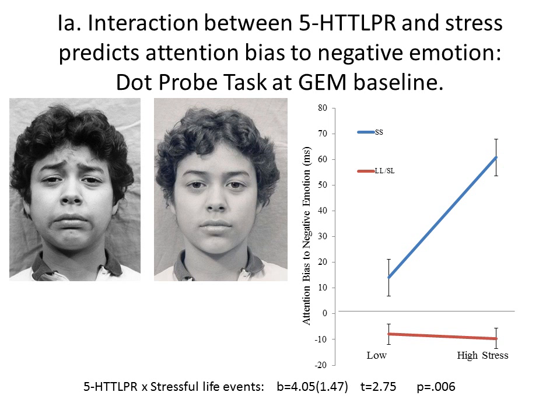So this is a dot probe task, standard stuff that you've seen before. What I'm showing you here is, I can't see because there's a tree there. The blue line are the SS kids, and this is basically how much they're attending to negative emotion. And when these kids are experiencing high levels of stress, they attend more to negative emotion. So this is beginning to suggest these SS kids are highly reactive to their environment, and they attend to negative emotional stimuli in their environment.